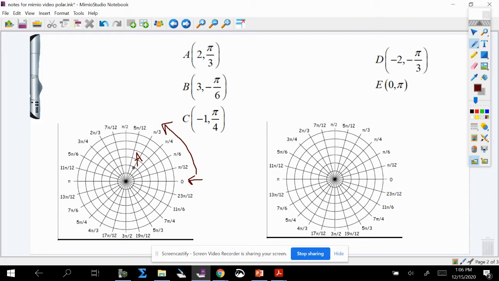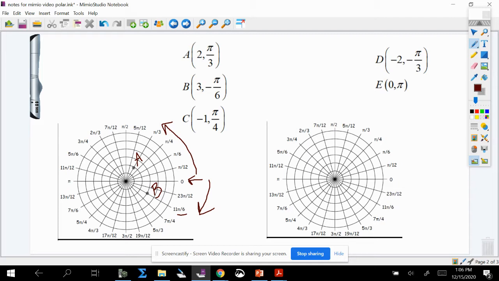For B, if it has a negative angle, you're going to head in the opposite direction. So a negative angle, you're going to go this way. Negative pi over 6 is actually going to end up at 11 pi over 6. And then you're going to go out 3 rings, or 3 radial lengths. So we're going to go from the pole towards 11 pi over 6: 1, 2, 3. Put a point there, and we're going to call that B.